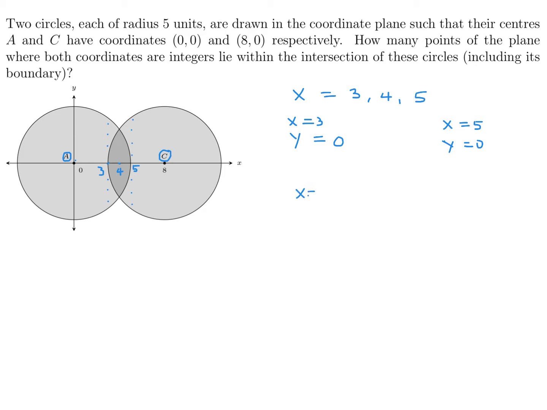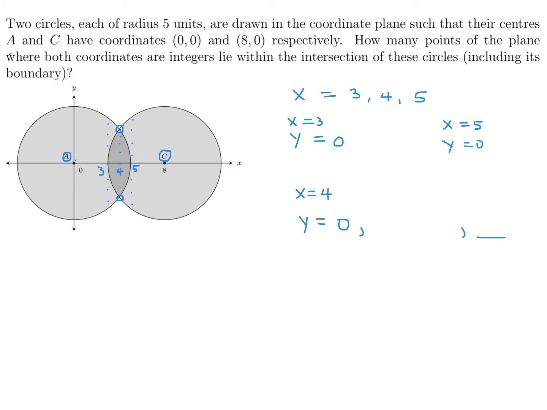Okay, now what about 4? When x is 4, what can y be? Well, it can obviously be 0, but then if you keep going up, you can stay within that region right up until you get to that point. And same thing right until you get to that point. So if we can figure out what those 2 points are, then we can just figure out the integers in between 0 and that point. Okay, so how do we figure that out?